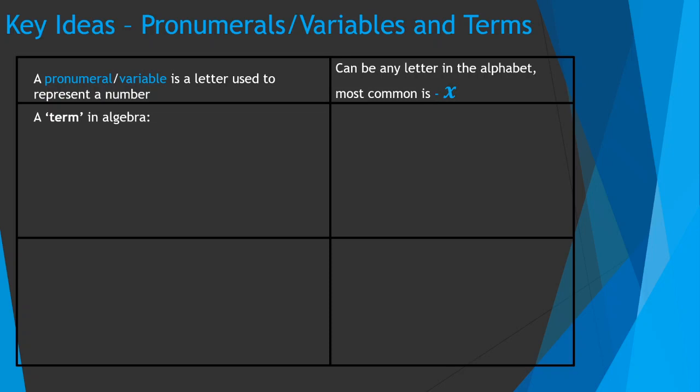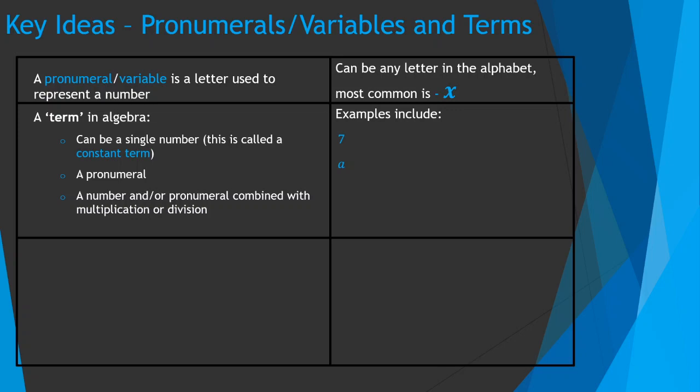In algebra, a term can be just a single number by itself, like 7 or 8 or 10 or 20. It can be a pronumeral. We've just learnt now that a pronumeral is pretty much just a letter. So A, B, C, any one of those letters. And it can also be a number and a pronumeral combined with either multiplication or division. So 15 times B, 4 divided by B. These are just examples, okay? So there can be any number or any letter.